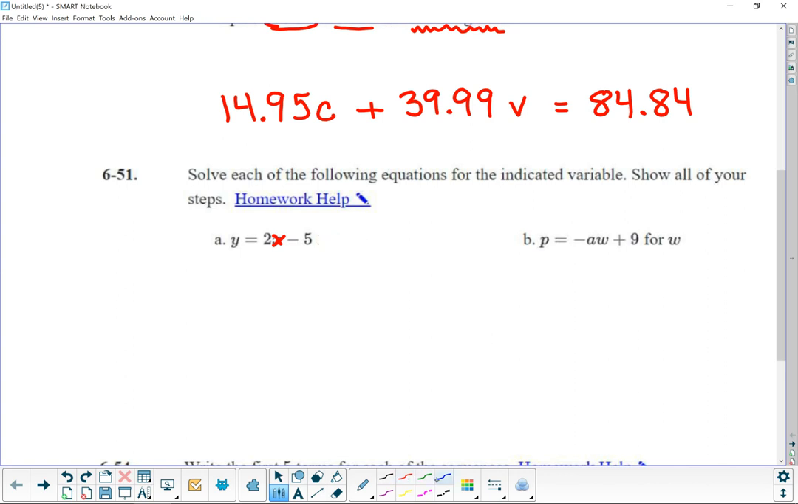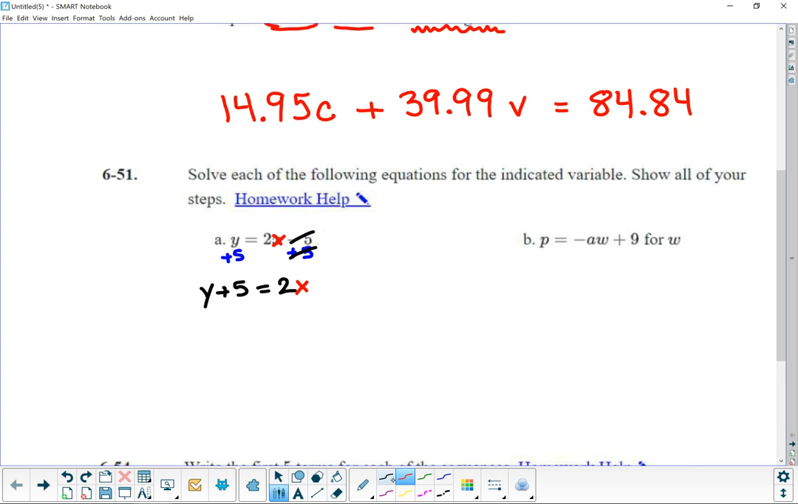So if I'm solving for x, I need to first get rid of the 5. So the opposite of minus 5 is positive 5. That means I'm going to do positive 5 over here also. Right. These are going to cancel. And I will be left with y plus 5, I can't do anything with it. So the best I can do is put y plus 5. And that's going to equal 2x.